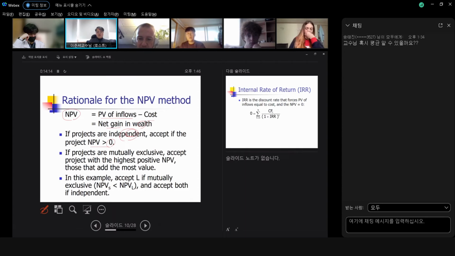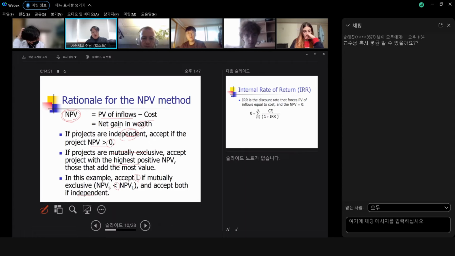Whereas if projects are mutually exclusive, then we need to accept the project with the highest positive net present value, the one that adds the most value. So in this example, accept the large project if mutually exclusive, because the net present value for project L is higher than that for project S. And we may accept both of them if the two projects are independent. Okay, so that's NPV.